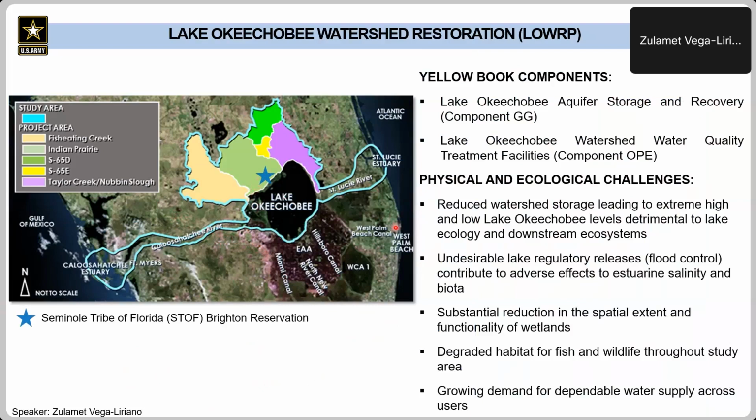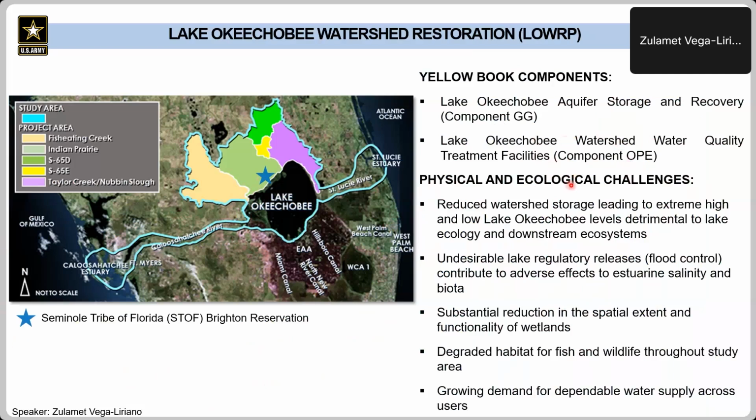LOWP originally evaluated 3 out of 68 CERP components: the Lake Okeechobee Aquifer Storage and Recovery, or component GG, the Lake Okeechobee Watershed Water Quality Treatment Facilities, or component OPE, which is short for other project elements, and also the North of Lake Okeechobee Storage Reservoir, or component A. Following several public, state, and agency and USACE legal and policy reviews between 2018 and 2022, the scope of the LOWP study was reduced to the 2 CERP components on display.